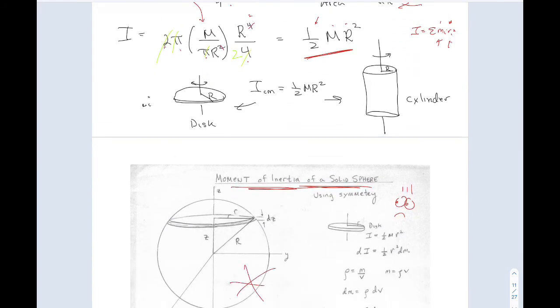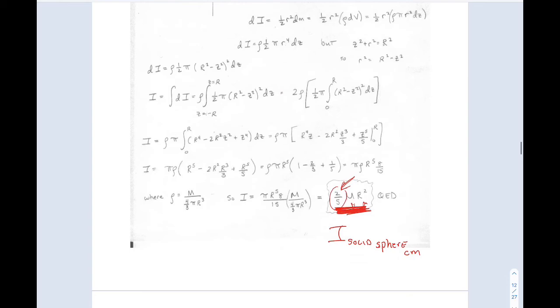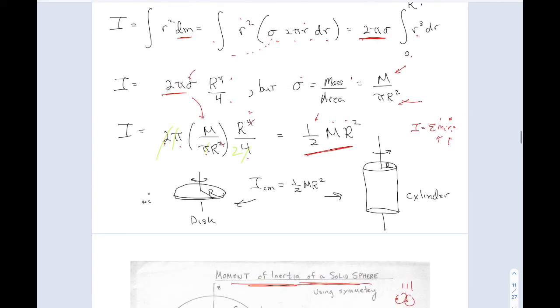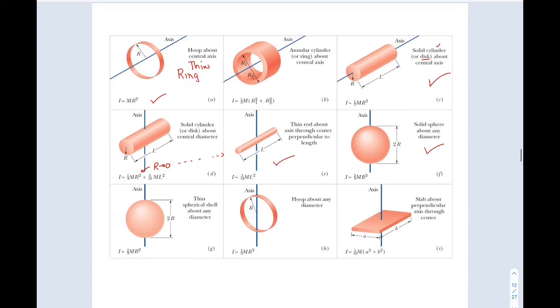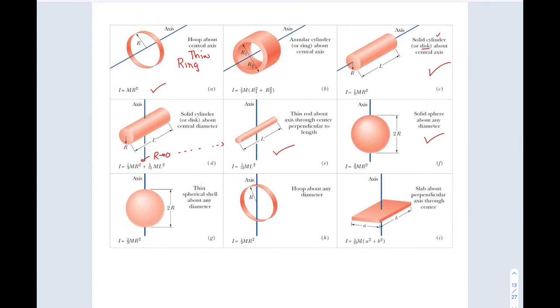I'm never going to ask you for this, so don't worry about this page. I just want to show you that's where the 2/5 comes from. Later we'll see that it had something to do with the rolling ball lab that we did. What I did is I took this picture from our book. Out of this table, these are the ones we need to know.